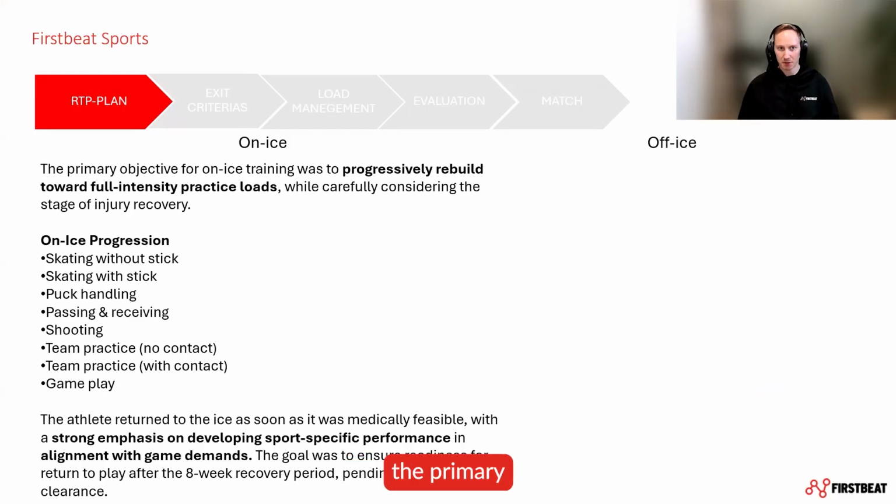On ice, the primary objective was to progressively build towards full intensity practice loads while carefully considering the stage of injury recovery. The on-ice progression was the following: skating without a stick, skating with stick, puck handling, passing and receiving, shooting, team practice with no contact, then team practice with contact. That's because of the nature of the injury, of course, the broken wrist. So you need to take those things into account.